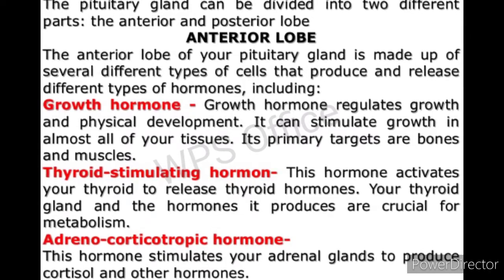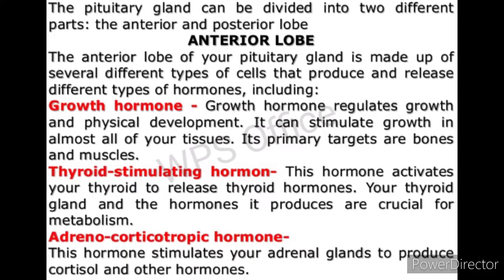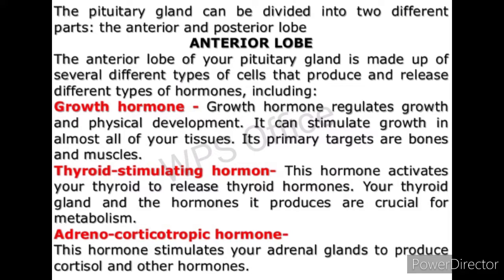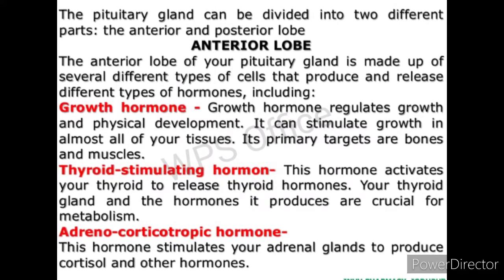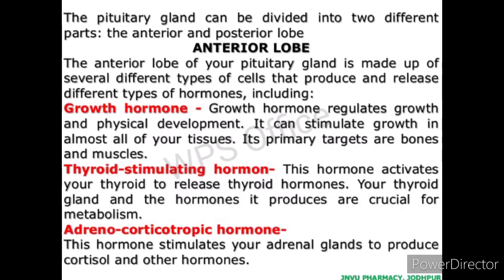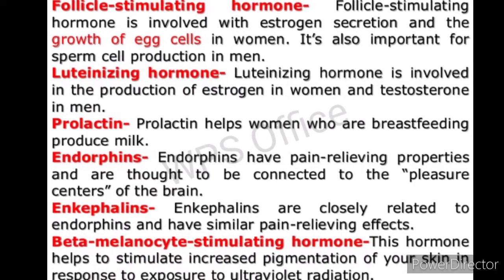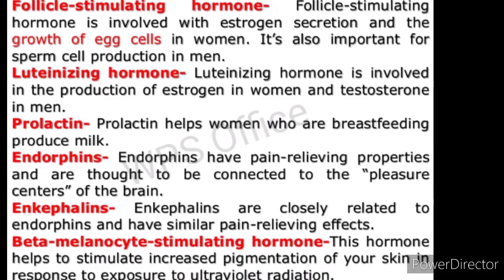From the anterior lobe, growth hormone will be released. Growth hormone is responsible for regulating growth and physical development. Then thyroid stimulating hormone, this will release T3, T4 and calcitonin. Then adrenocorticotrophic hormone will stimulate the adrenal glands to produce cortisol, then follicle stimulating hormone, luteinizing hormone, prolactin, endorphins. So these all are under the anterior lobe.